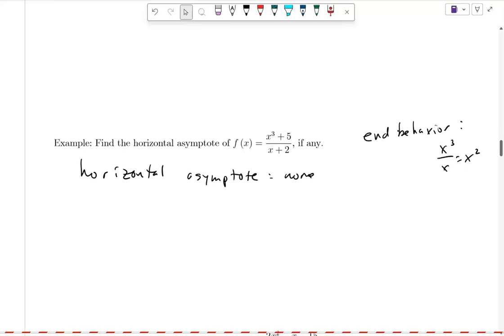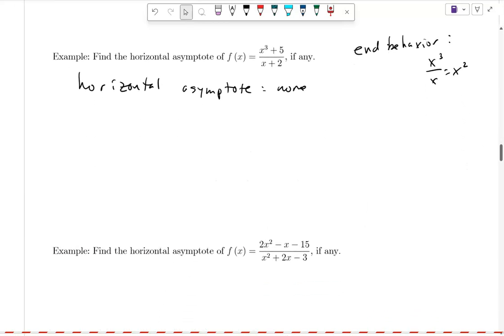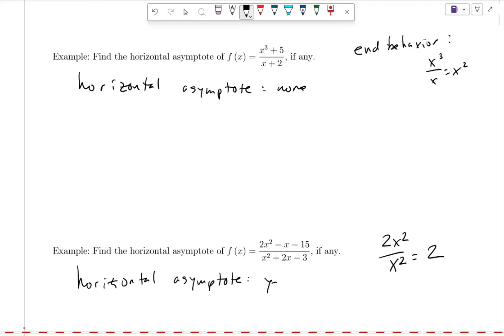All right. Finally, the last one here. What do you think we're going to look at there? 2x squared on top. On bottom, x squared. And that simplifies to 2. So what do you think the horizontal asymptote is going to be here? 2. Yeah, y equals 2. Good. So that's exactly what we're going to look at for horizontal asymptotes.